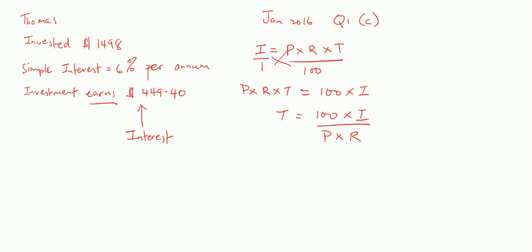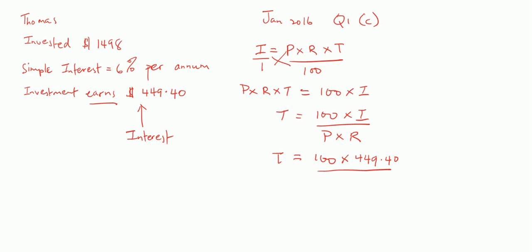Now, some students they just learn off the formula to find the time, right? Which is 100 by I over P by R. Or you can just remember the simple interest formula. Okay, so all we need to do now is substitute into the formula. So time is equal to 100 multiplied by the interest, which is $449.40, divided by principal by rate.